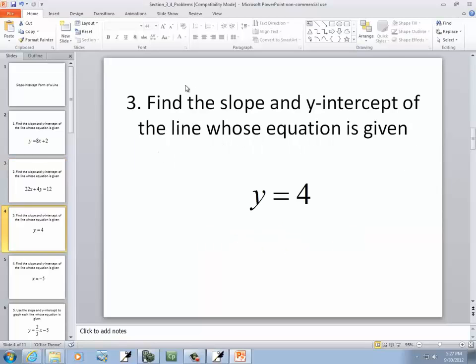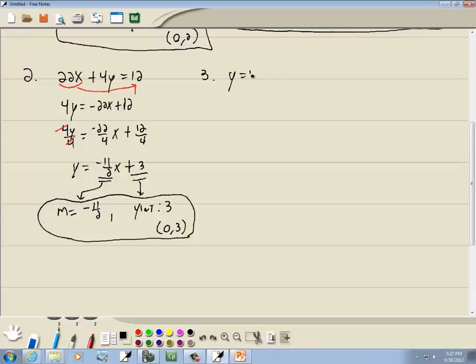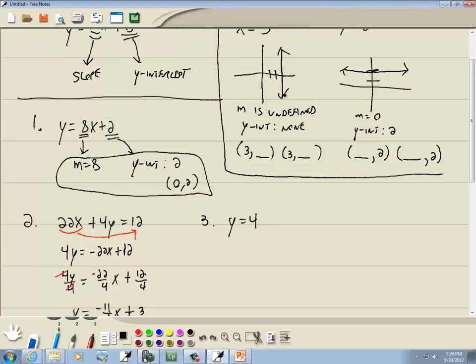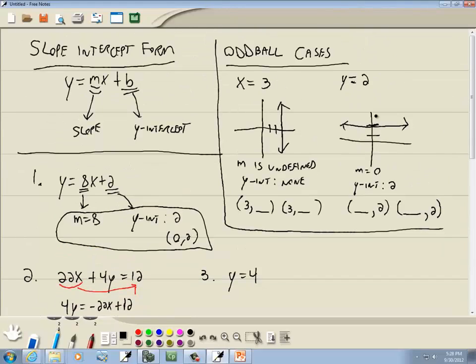Now our third example, we have y is equal to 4. This is one of our oddball cases. What makes these oddball cases is you just got a single letter. You don't have both letters. You don't have x and y. Now y is equal to 4 looks like this. So a horizontal line at 4.